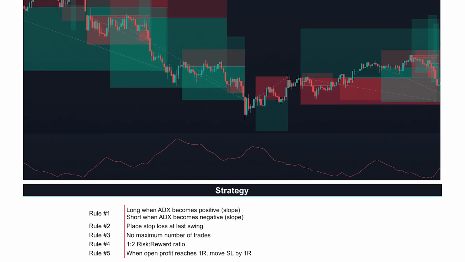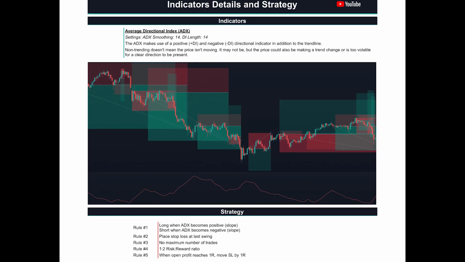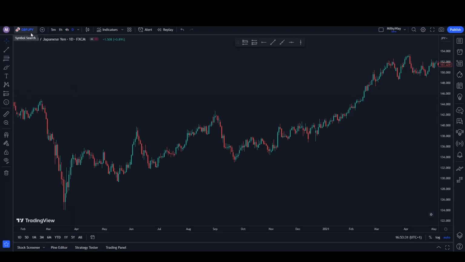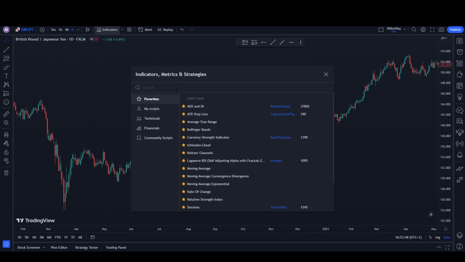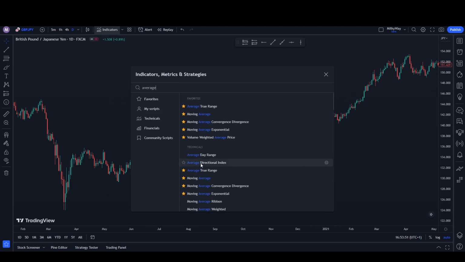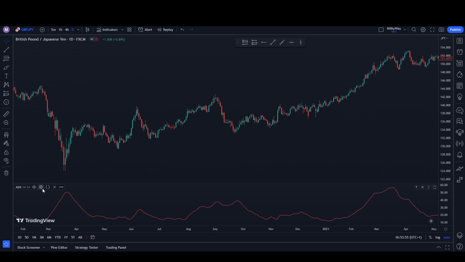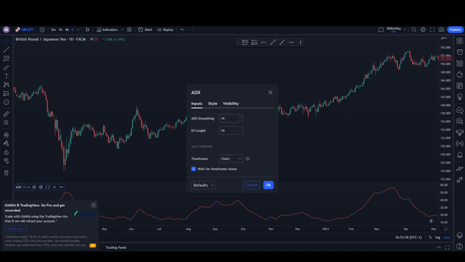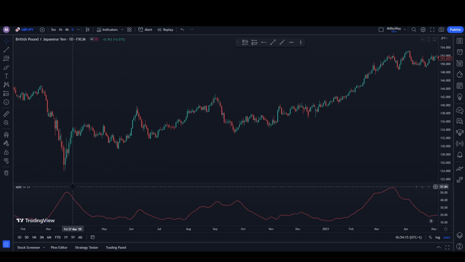So let's get on the charts now so I can show you some trades, and then we'll dive straight into the backtest. So here we are on the charts on GBP JPY on the daily time frame. We'll go ahead and add the indicator. The indicator that you want is the average directional index. You click on it and then you can go into the settings. You can change the settings in terms of the style, but in terms of the inputs, we're going to keep them as 14 and 14. So basically the strategy is that when the slope of the ADX turns negative, we go short, and when it becomes positive, we go long.